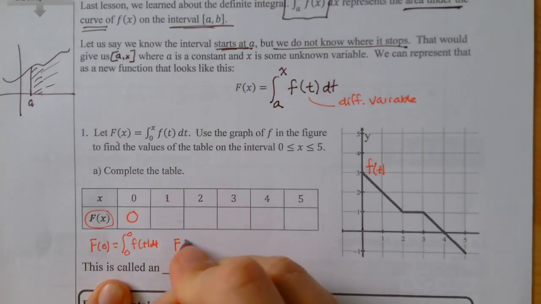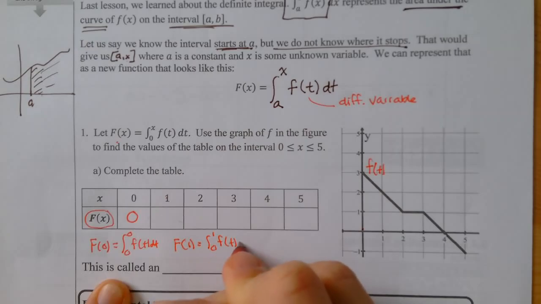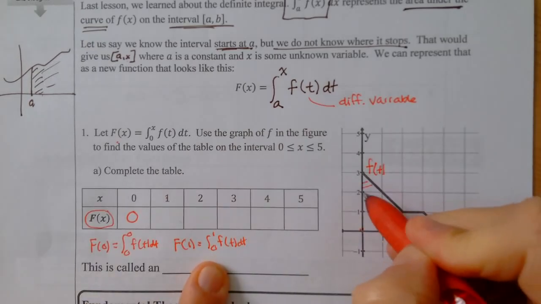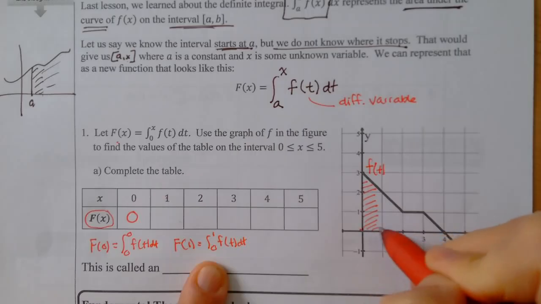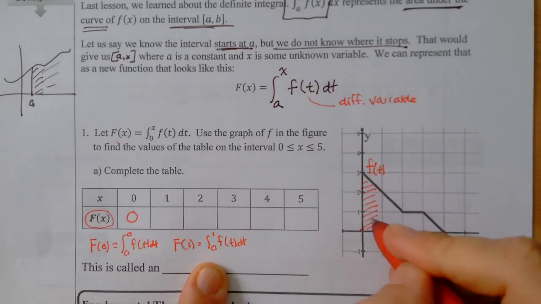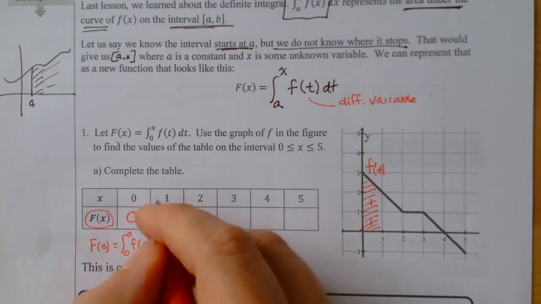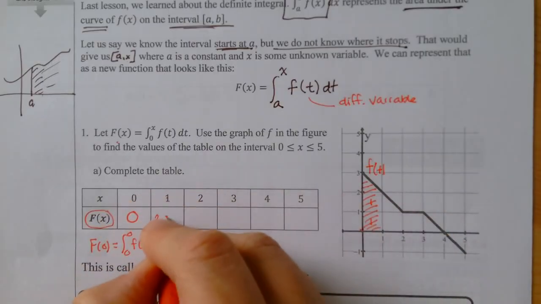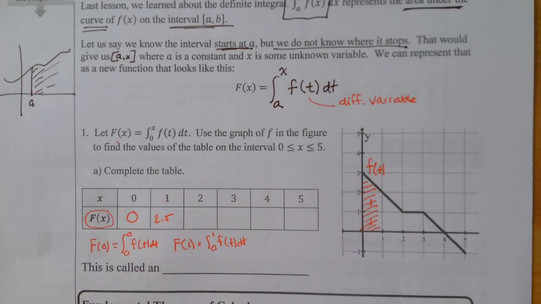Now I want to find big F of 1, so I'll write it out one more time. Big F of 1 would be the integral from 0 to 1 of f of t dt. That's saying start at 0 and accumulate all the area up until 1. Now these are just 1 by 1 squares, so I can say that's an area of 1, 1 and a half. I'm sorry, that's 2.5. 1 plus 1 plus a half. And then we're going to keep going.